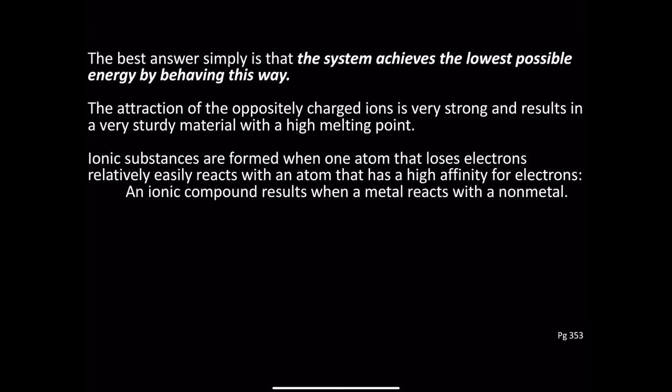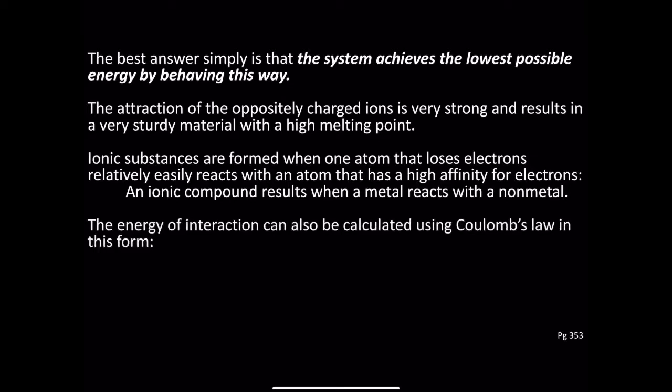So an ionic compound results when a metal reacts with a non-metal. So we've looked at this before as well, generally the left side of the periodic table that are metals, or the central portion, which are the transition metals. They react with the right side of the periodic table, which are the non-metals.